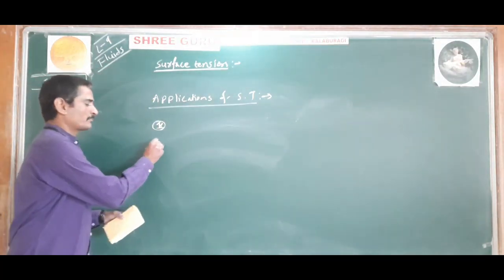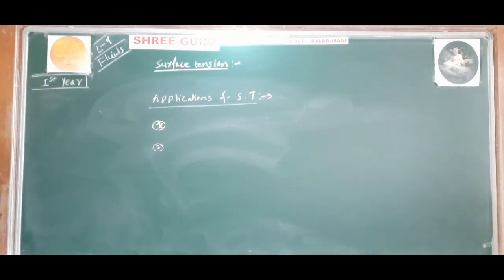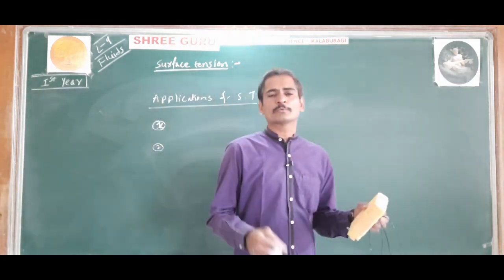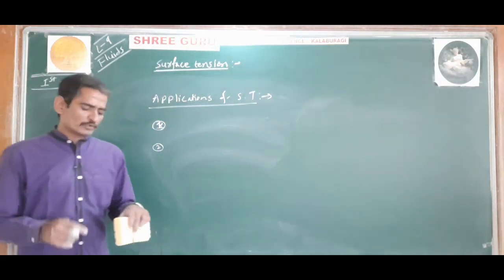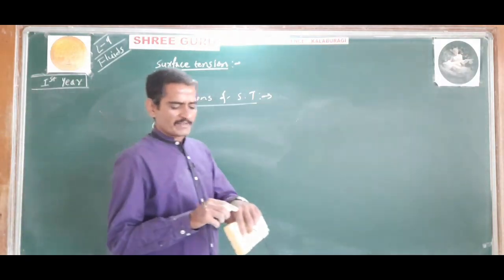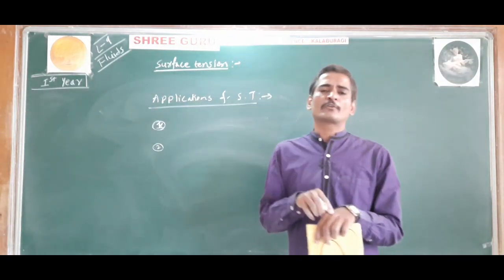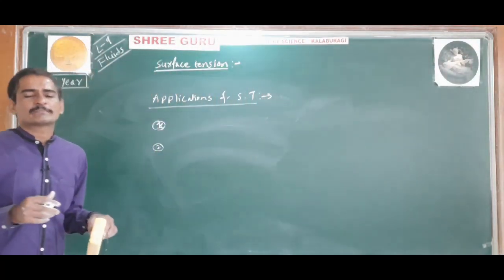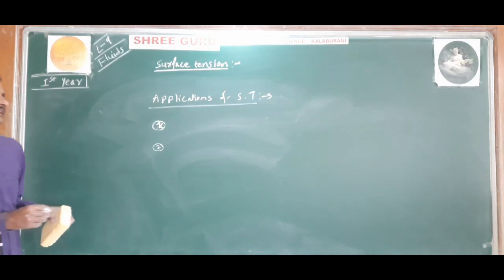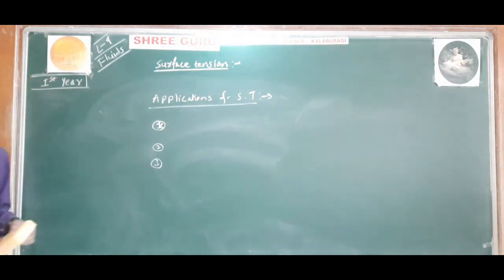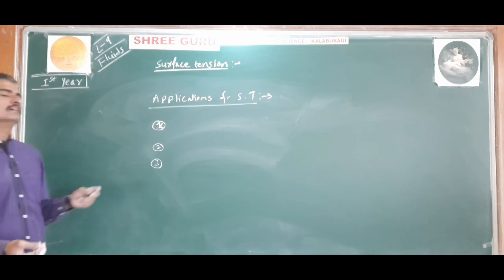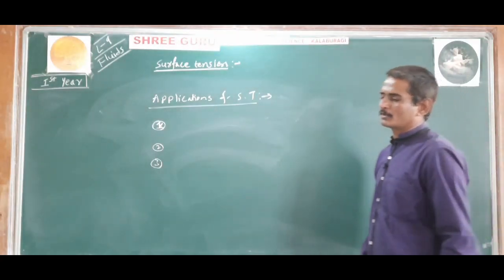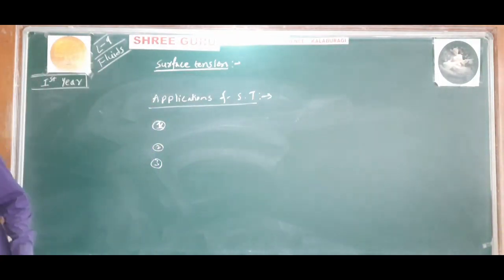Understood? Second point, the antiseptics will have very low surface tension, so that when applied on the skin, it penetrates into the skin and spreads properly. That's why antiseptics are made having a low surface tension. And the surface tension of oils used in the machines is kept low, so that they spread properly.